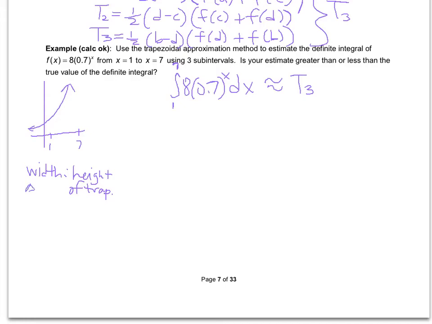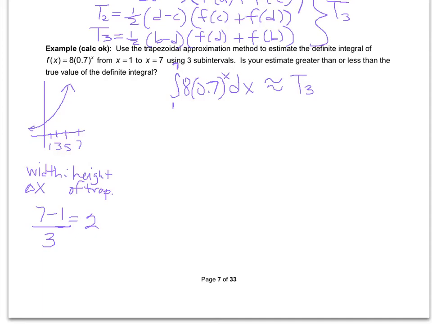So the width, our delta x, which is the height of our trapezoid, is going to be 7 minus 1. That's our entire x region, and we're dividing it into 3 subintervals. So that gives us a value of 2. So we're going to use 1, 3, 5, and 7. Okay, so that's dividing it up into subintervals.